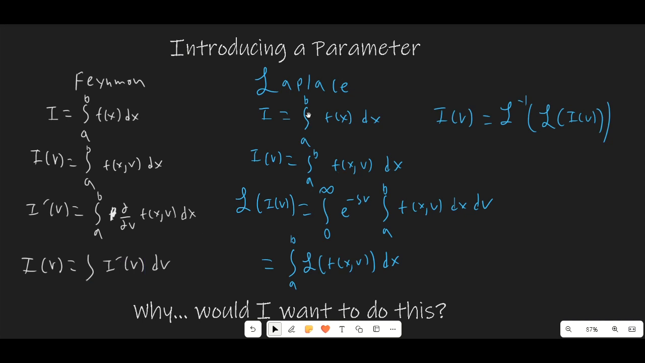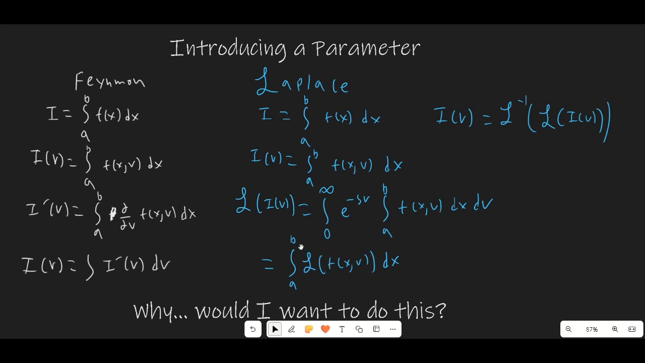Now with the Laplace transform, we have the exact same story. We introduce a parameter, v, in this case. Then we take the Laplace transform on both sides. What does that mean? Well, we just multiply by e to the negative sv, and then integrate from 0 to infinity dv. Then we invoke Fubini's theorem and interchange the order of integration. We bring this a to b integral outside, and on the inside we have the integral of e to the negative sv times f of x and v dv, which is just the Laplace transform of f of x and v. Note that this is the Laplace transform with respect to v, not with respect to x.